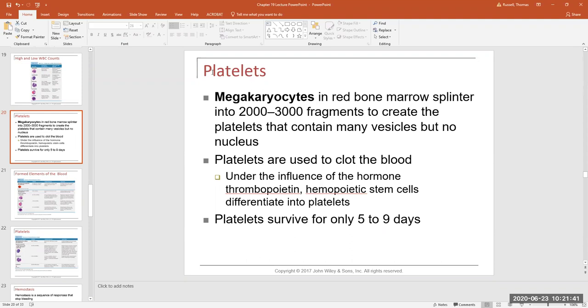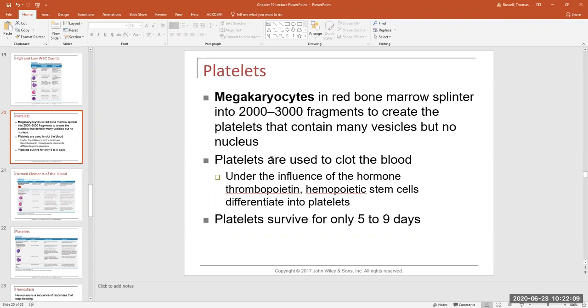All right. So platelets come from megakaryocytes. You need to know the name of this cell. You don't have to know that the cell splinters off 2,000 to 3,000 times, but you do need to know that the megakaryocyte splinters into little bitty fragments. The megakaryocyte does not leave red bone marrow. It pinches off pieces of its membrane. It's called fragmentation. So it fragments into little bitty pieces we call platelets.